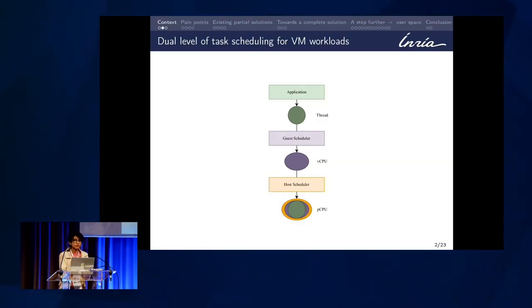So as I said, the context is dual level task scheduling. Whenever an application is running inside a virtual machine, suppose you have a thread that belongs to that application. The first level of task placement decisions happens at the guest scheduler level, and those decisions are mainly about which task thread is going to be put on which of the vCPUs. The next level of task scheduling happens at the host scheduler level, where the decision is about which vCPU task is going to be placed on which of the pCPUs.